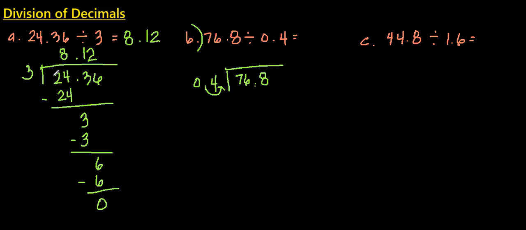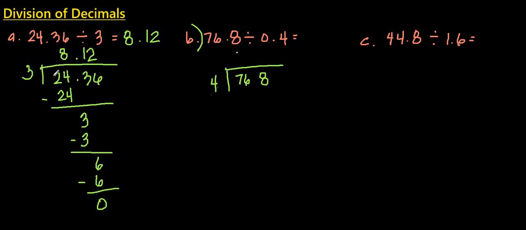Then we're also going to move one digit in the dividend. So it will become 4 instead, and 768. Then let's proceed with the long division method.